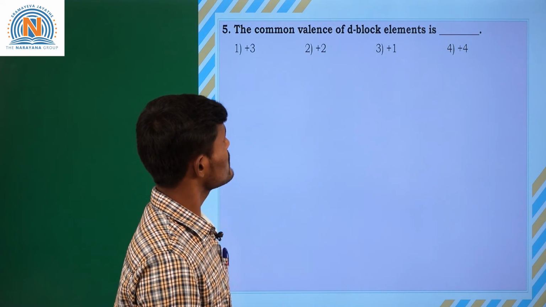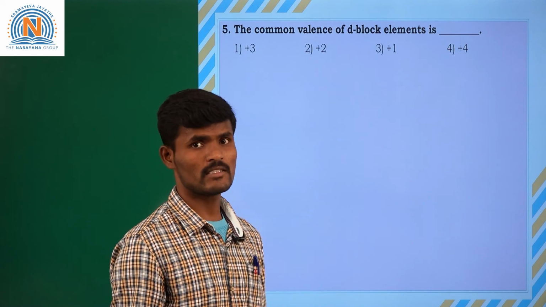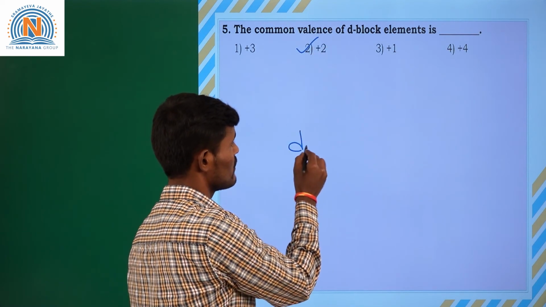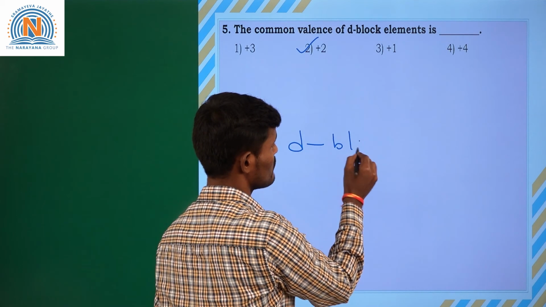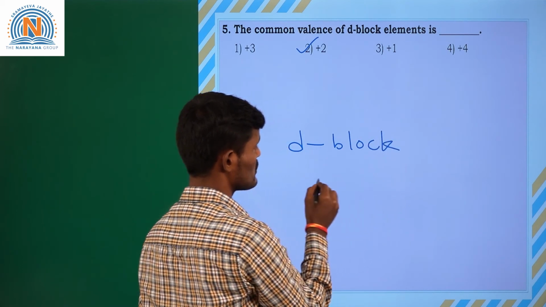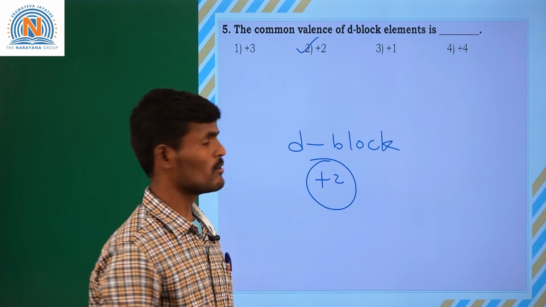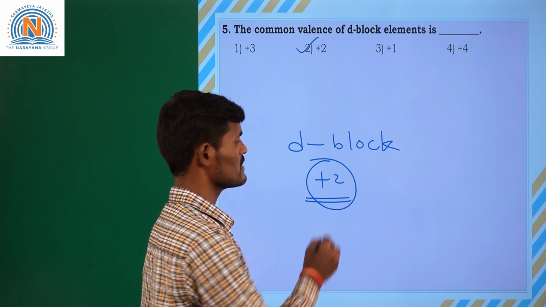The common valency of d block elements is. Actually, the common valency of d block elements is +2. Most of these d block elements possess a common valency of +2.